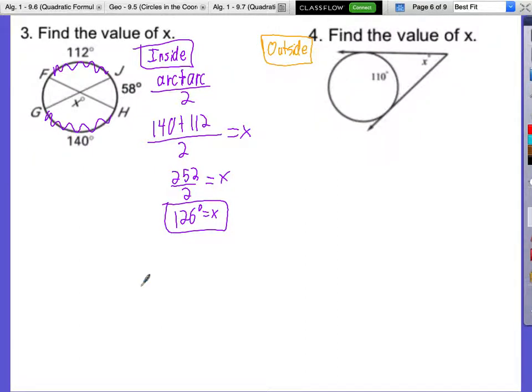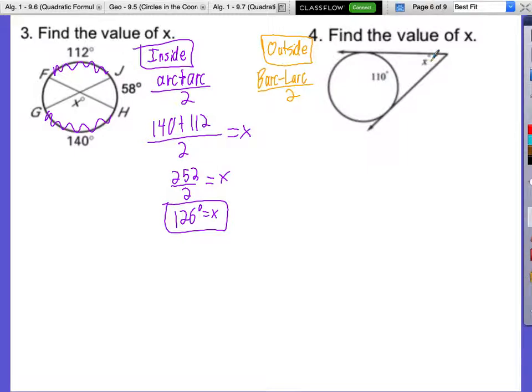Okay. Number 4, vertex is outside the circle, and Nathan said, you betcha we do bark minus lark over 2, the one that gets us hyped. Because where's our vertex at? Outside. So we do bark minus lark over 2. Anytime your vertex is outside and we're finding an angle or an arc, bark minus lark over 2.